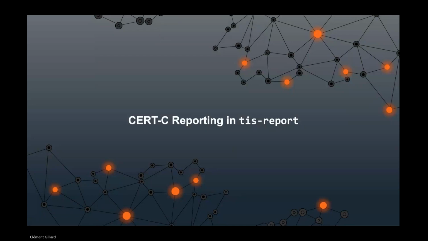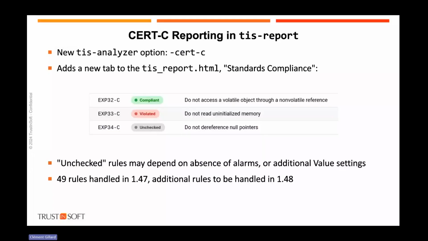Okay, next feature, third-party reporting. So this is also a feature that we've been asked about a lot, about integration with third-party compliance with the analyzer. So we have implemented it. So now you have a new option on TIS Analyzer, which is -30. You can also set it in your configuration files. And what it will do is it will generate a new kind of artifact in the results of the analyzer. And those artifacts are then integrated into the TIS report. And so you have a new tab in the TIS report called Standard Compliance, which for each rule will tell you if you're compliant, if you have violated the rule, or if the rule is unchecked.